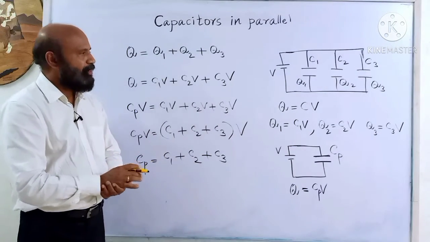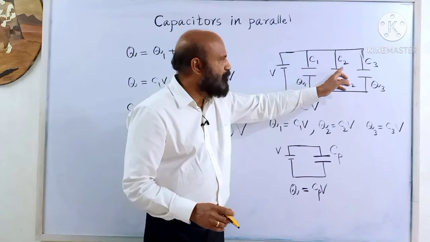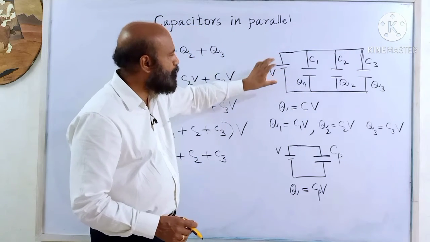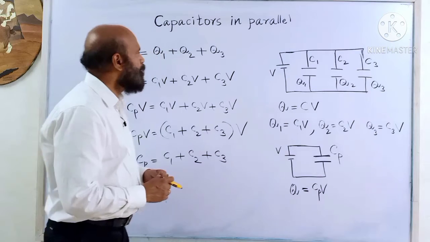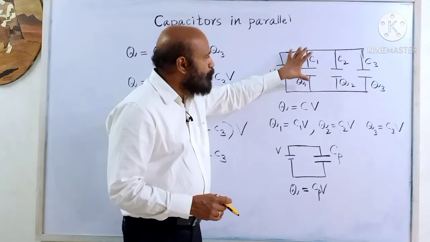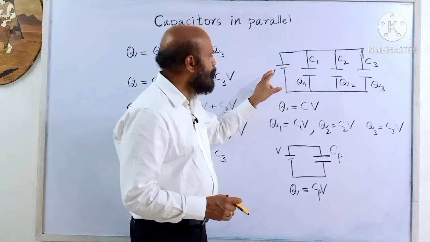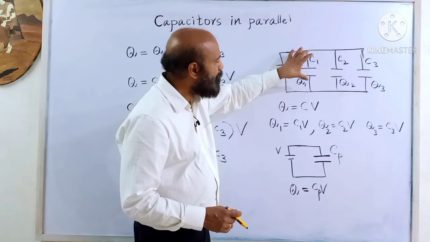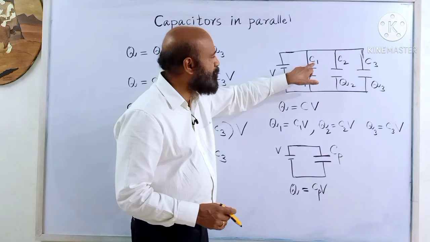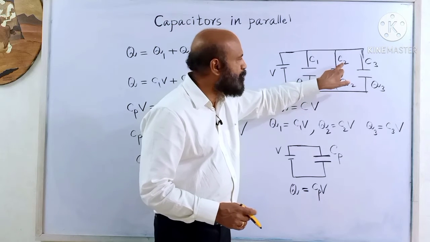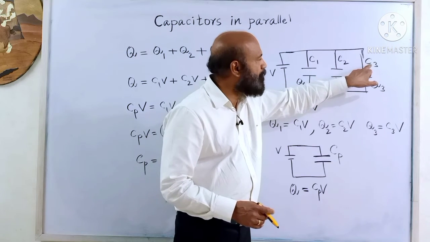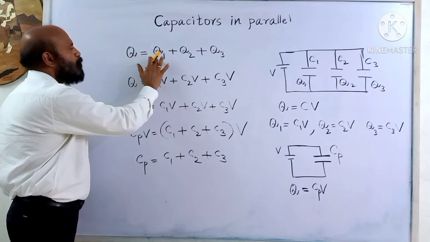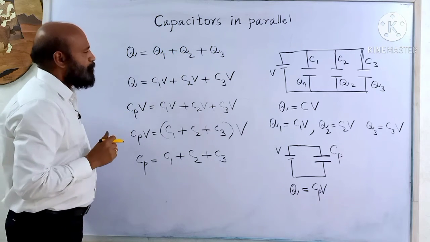Capacitors in parallel. Now, three capacitors C1, C2, C3 are connected in parallel across a potential difference of V volt. The potential difference across each capacitor will be the same, equal to V, but the charges will be different. The charge on capacitor C1 is Q1, on C2 is Q2, and on C3 is Q3. So the total charge we can write as Q is equal to Q1 plus Q2 plus Q3.